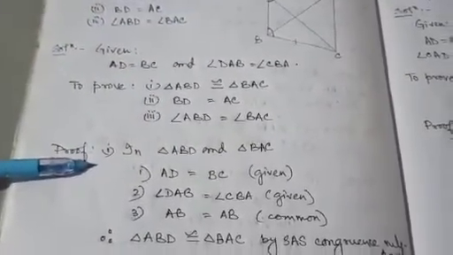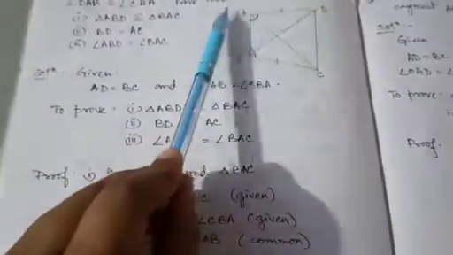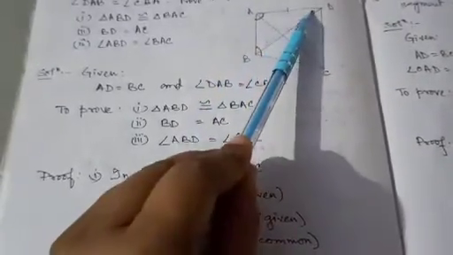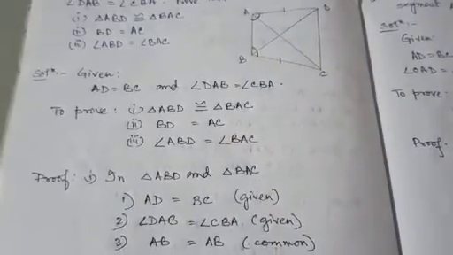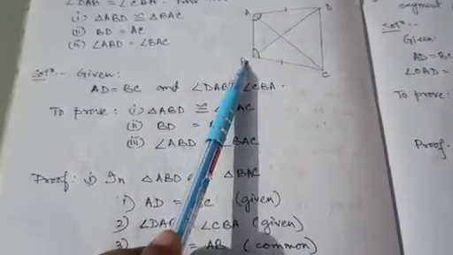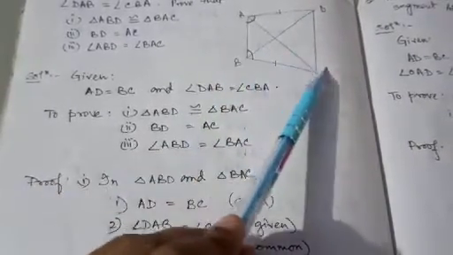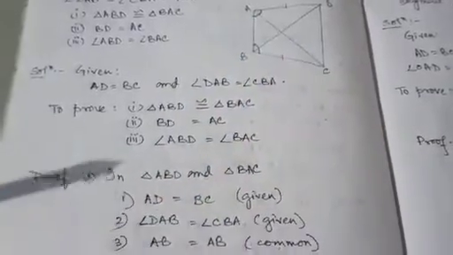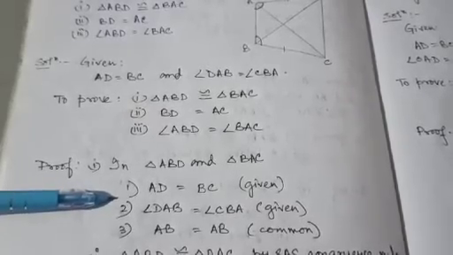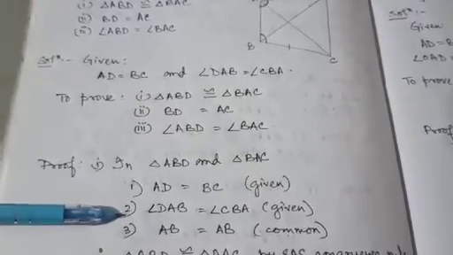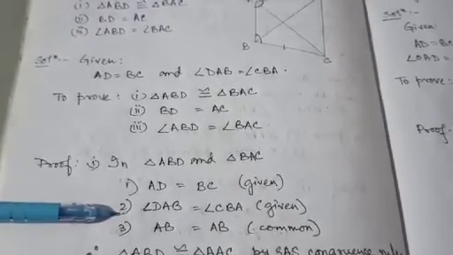So the first proof, in triangle ABD, locate the triangle ABD. You can see triangle ABD is this part of the triangle, and triangle BAC, BAC is this part of the triangle. So locate the triangles very nicely. Then the first thing is AD is equal to BC, already given in the question. Angle DAB is equal to angle CBA, it is also given in the question.